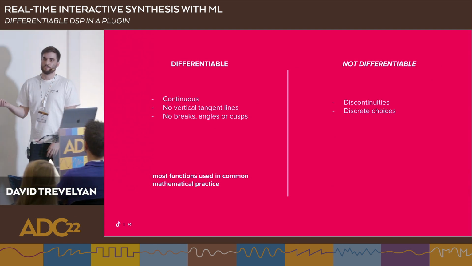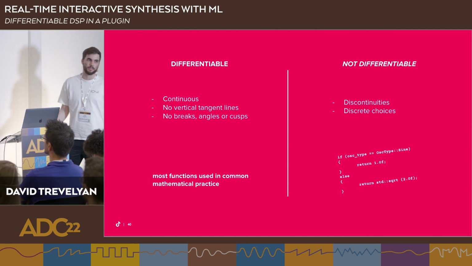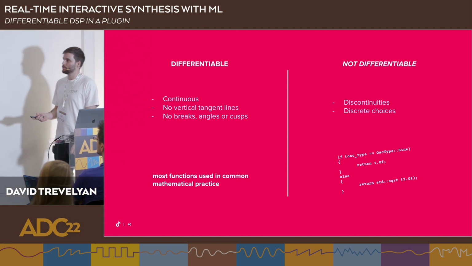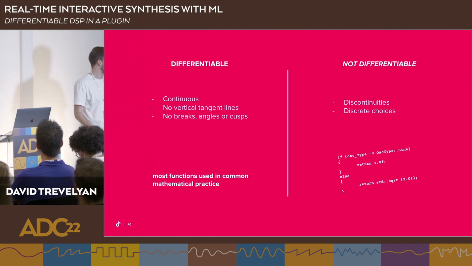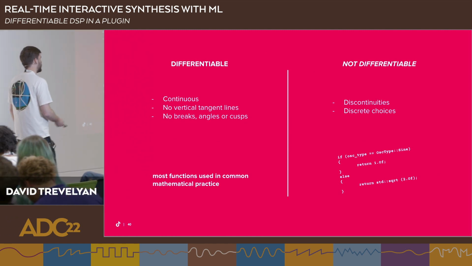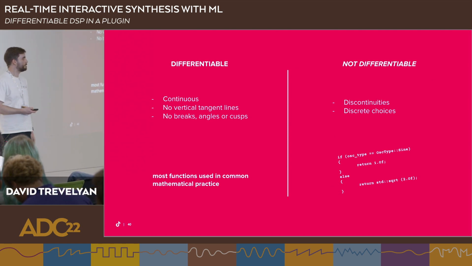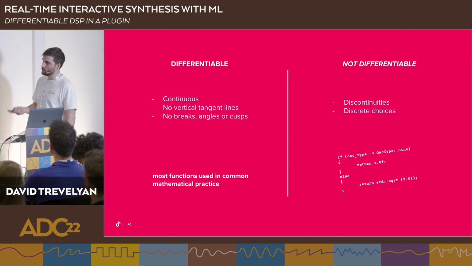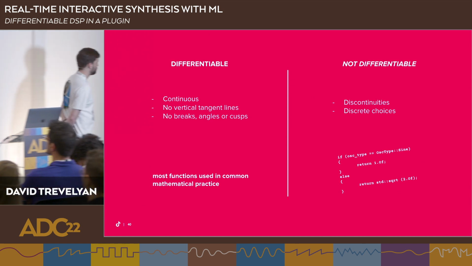Things that are not differentiable are discontinuities and discrete choices. So if you have a function that does something along these lines, where you do one thing if a choice is one particular choice and another if it's another, you're going to have to think about reframing your system in terms of differentiable functions if you want to make use of this sort of technology.